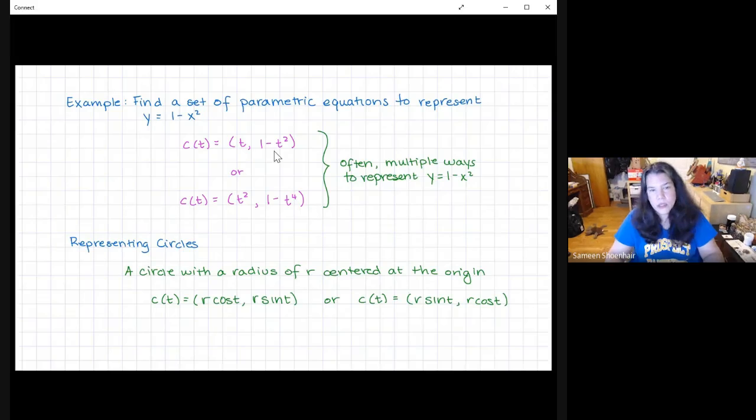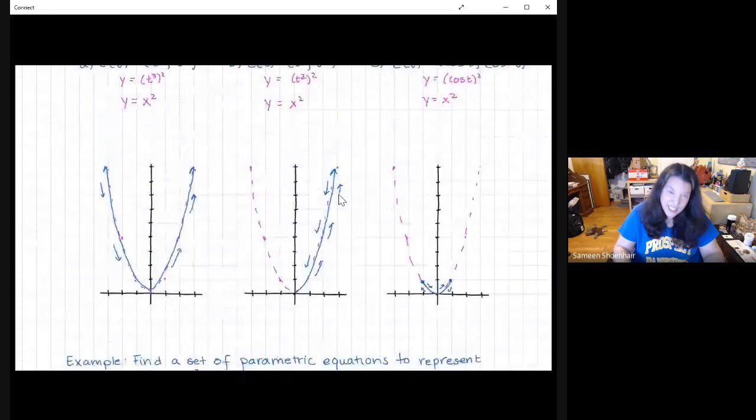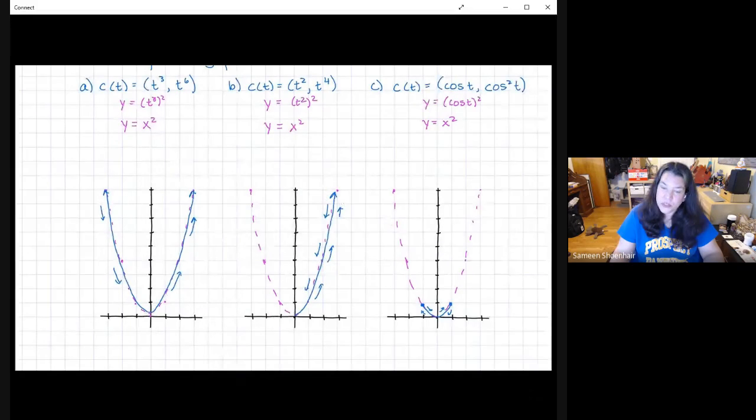But we could also let x equal t squared, and then we would have this equation for y. So there are different ways to represent a curve that you're given. But just one thing to keep in mind is any restrictions you may have to put, based on this idea up here from these three equations.